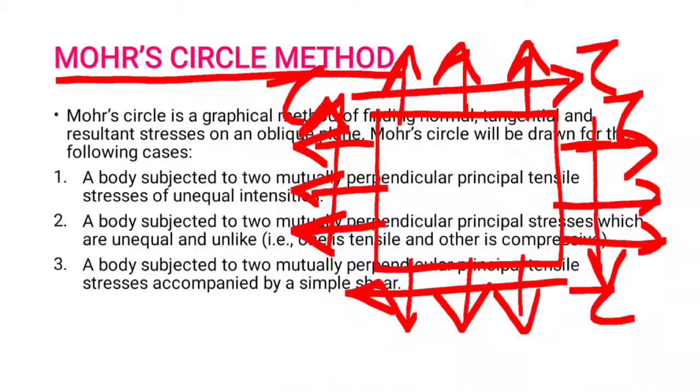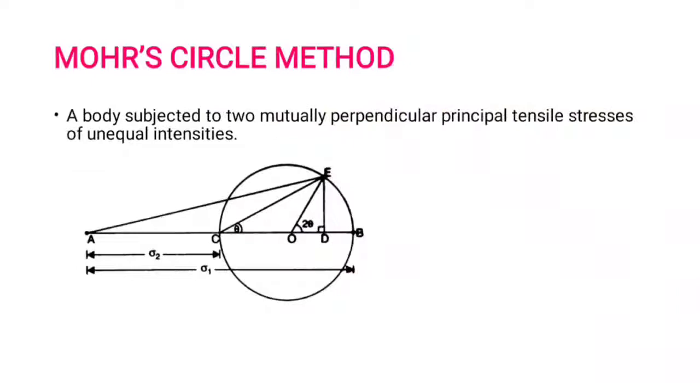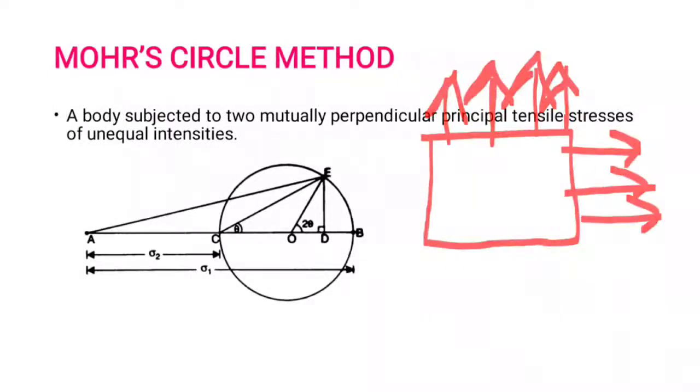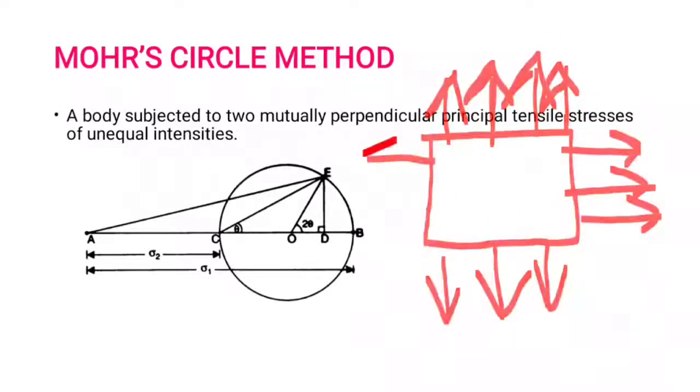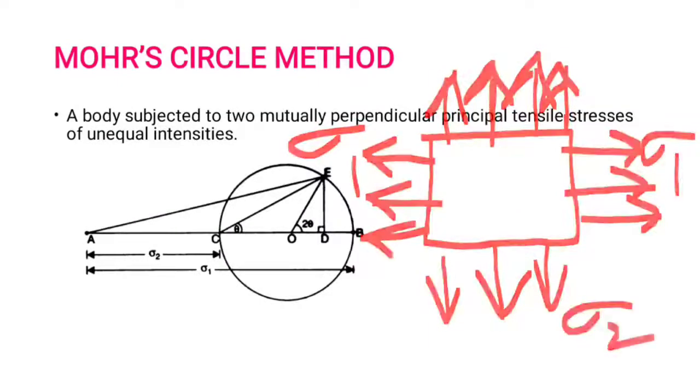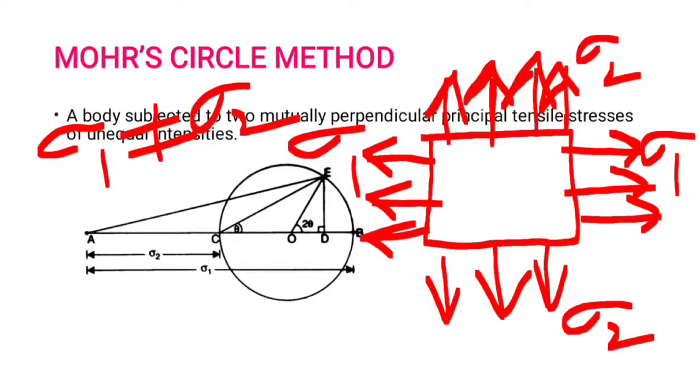If you plot Mohr's circle for these cases, how do they look and how do we find normal and tangential stresses using Mohr's circle? In the first case, a body subjected to two mutually perpendicular principal tensile stresses of unequal intensities, I draw a figure like this. They are tensile stresses, perpendicular to each other, and they have unequal intensities. If it is sigma 1, it is sigma 2. Sigma 1 is not equal to sigma 2.